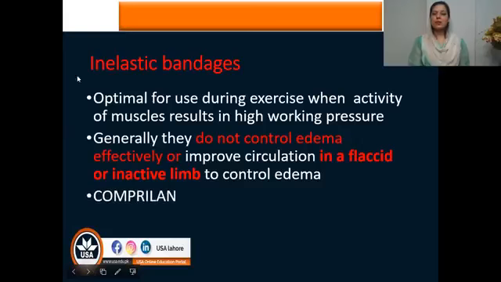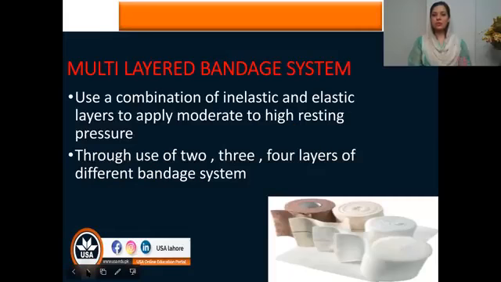The next is comprilan, a type of inelastic bandage which is very commonly used for this purpose. Then we have another category of the bandages that is multi-layer bandage. This means we combine different types of bandages and use them together. The purpose is to apply the pressure according to the needs. Internationally, it is a very important way of managing the edema.